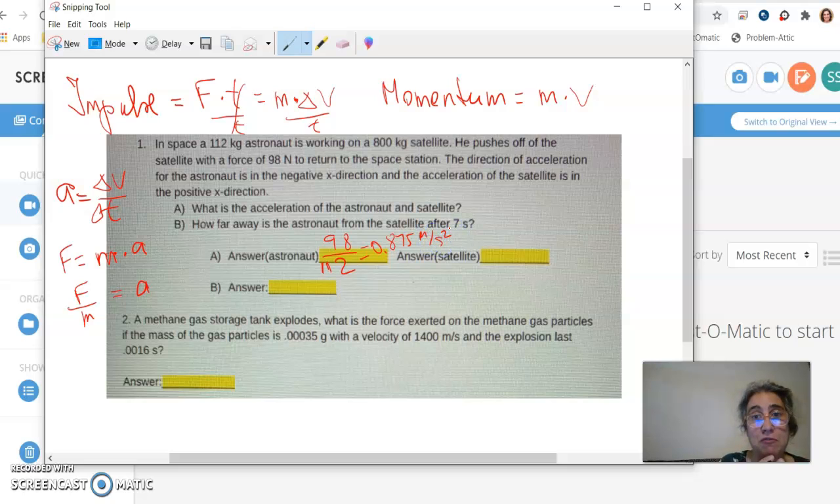Same formula we apply for the satellite. And the satellite will have a mass. So it's the same force, but the mass of the satellite is 800 kilograms. Okay, so in this scenario, we'll have 98 divided by 800. And that gives me 0.1225 meters per second squared.